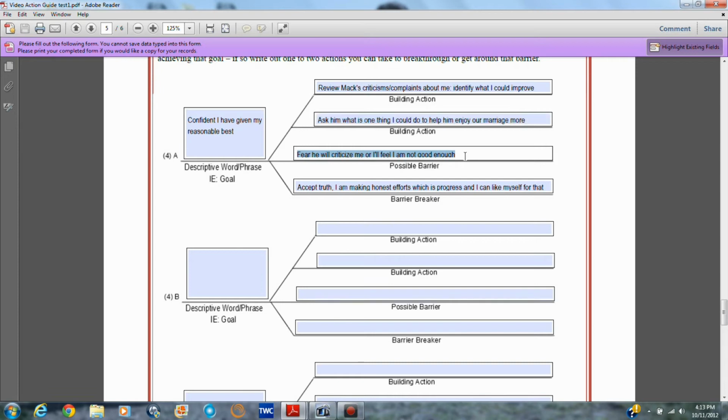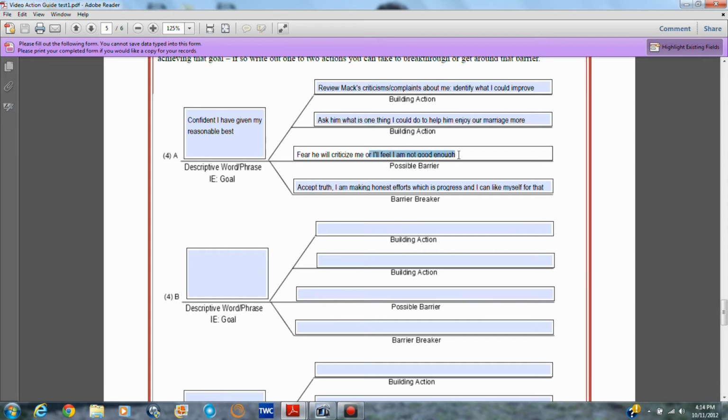So possible barrier, fear that he'll criticize me, or that I will feel I'm not good enough. Essentially, that's almost 2 barriers, fear that he will criticize her. Given that Samantha is a pretty proactive kind of person, she'll probably decide that even though she's kind of afraid of his criticism, she's going to just do everything she can to treat him with kindness and respect, so it'll be less likely to occur. But she's going to take the risk because she doesn't want it to be something that gets in the way of them and builds a barrier in their marriage.